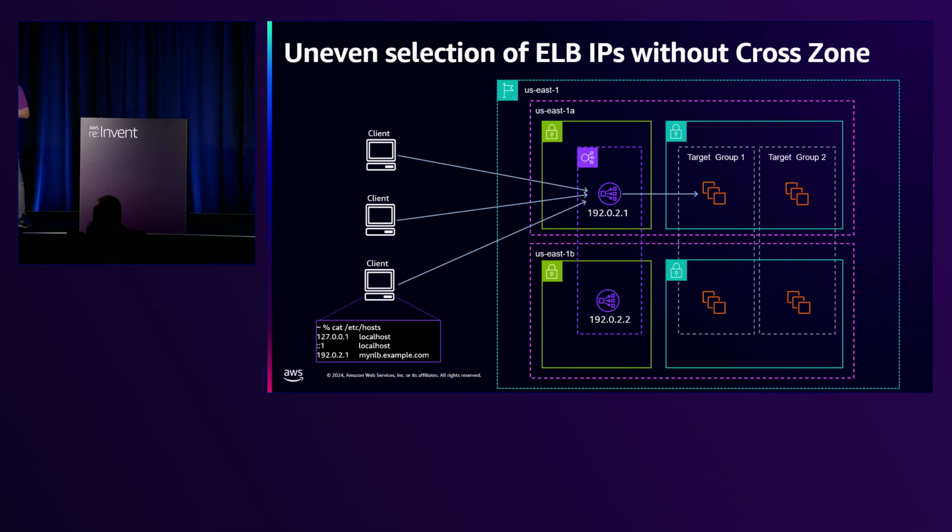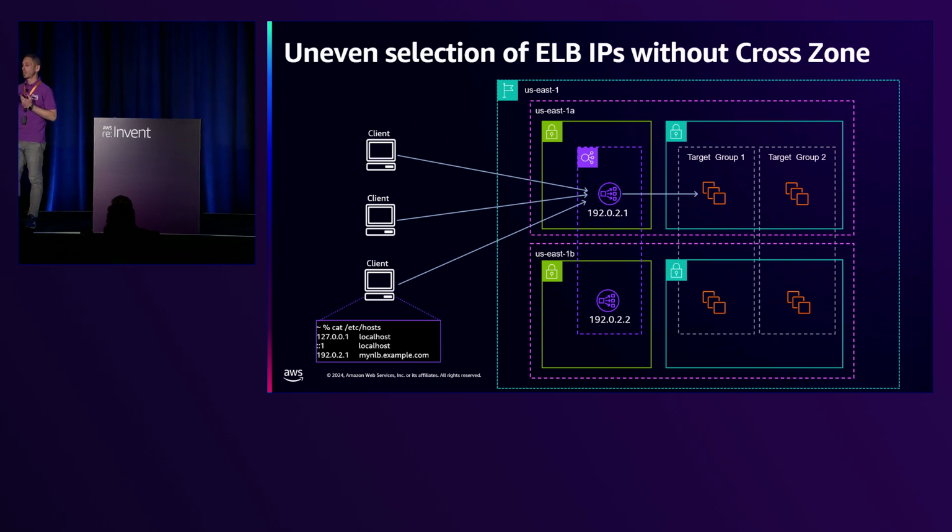Now, this selection of the IP made by the clients might have a direct impact on the traffic distribution produced by the ELB. This is true when the cross zone is disabled. The cross zone is a setting that allows the ELB to send traffic to targets that are located in a different availability zone compared to the IP that received the traffic. So when the cross zone is off, it means that the ELB is going to select only the targets that are within the same availability zone of the ELB IP that received the traffic.